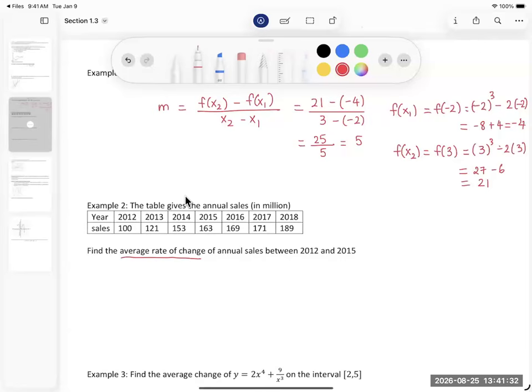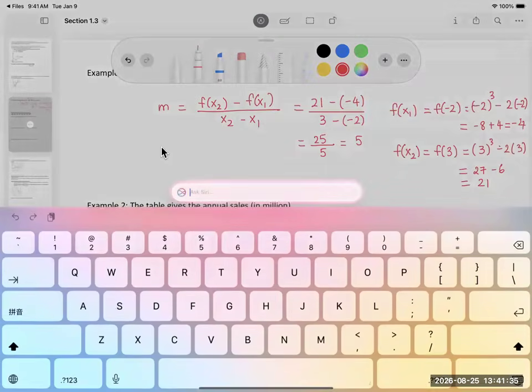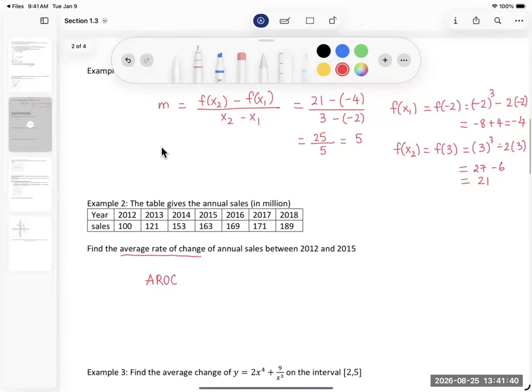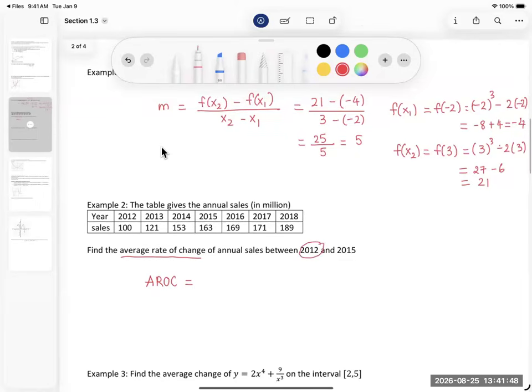So my average rate of change, instead of using the m, we can also use the shortcut AROC, right? AROC is equal to the change in the y. So it means change in sales between 2012 and 2015. In 2012, the sales is 100, and in 2015, the sales is 163. So we take 163 minus 100, and all over 2015 minus 2012.